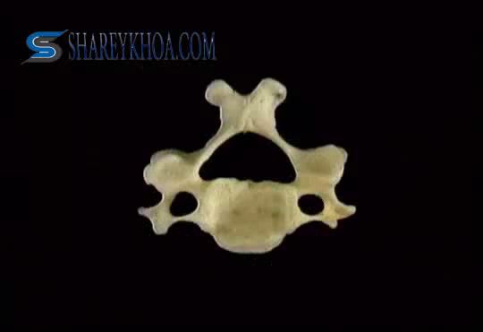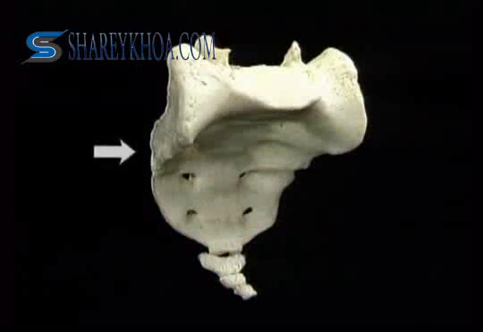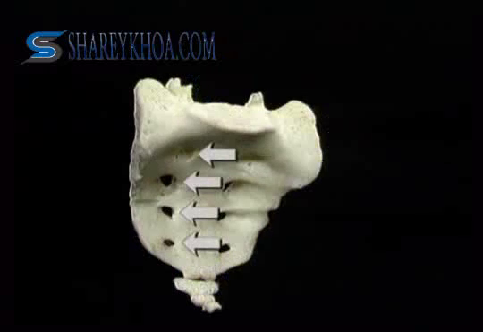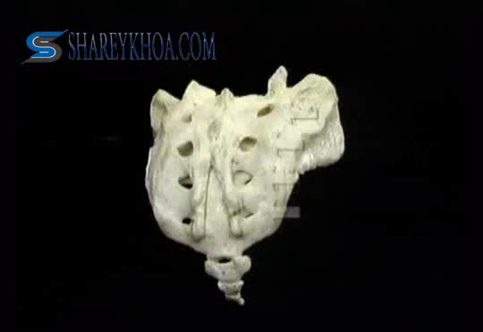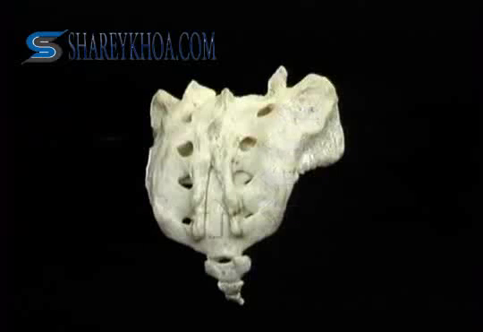In the cervical vertebra, here's the anterior tubercle and the posterior tubercle of the transverse process, and here's the transverse foramen. Here's the sacrum, the coccyx, the pelvic sacral foramina, the dorsal sacral foramina, and the sacral hiatus.